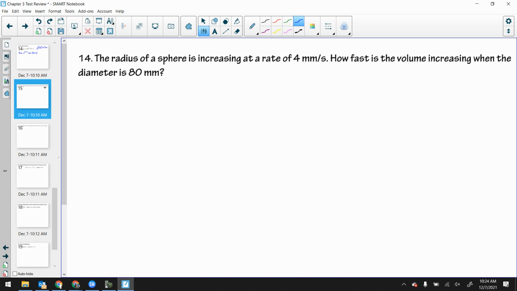The radius of a sphere is increasing at a rate of 4 millimeters per second. How fast is the volume increasing when the diameter is 80 millimeters? All right, so the volume formula is V equals 4/3 pi r cubed. We know that dr/dt is 4, the rate at which the radius is increasing is 4 millimeters per second. What we are looking to find is dV/dt.